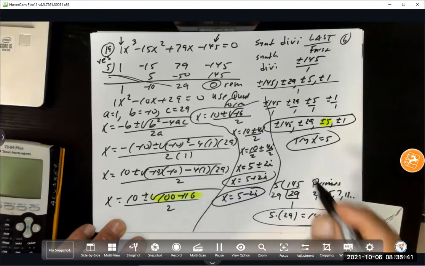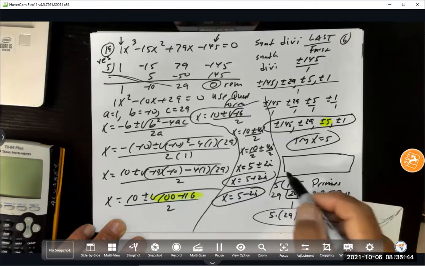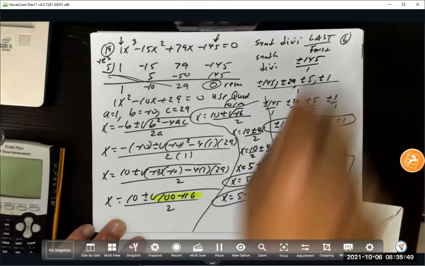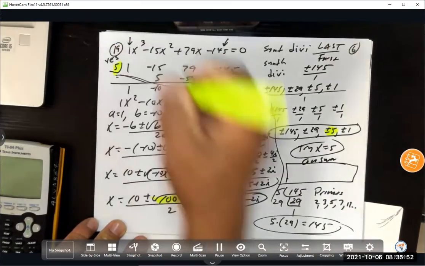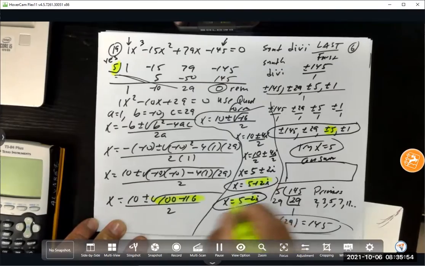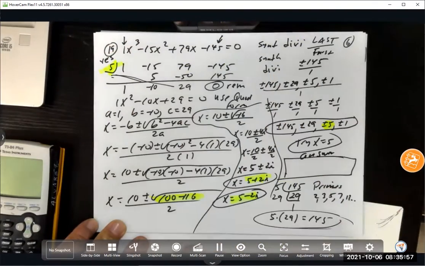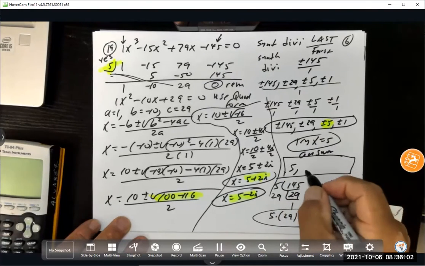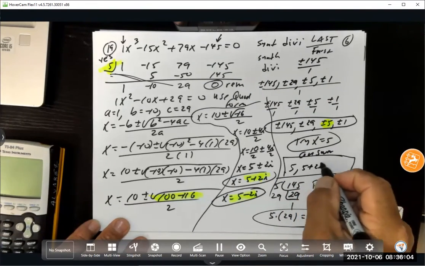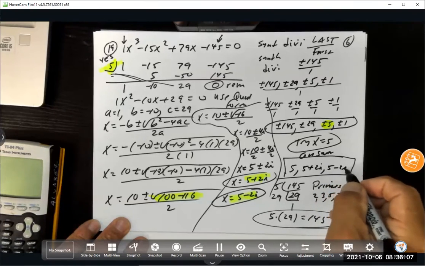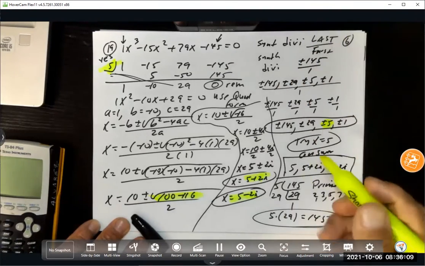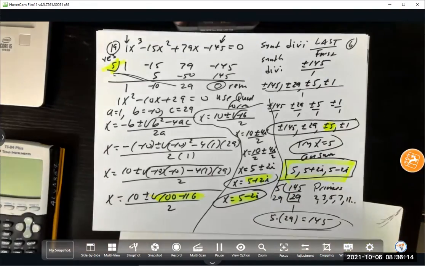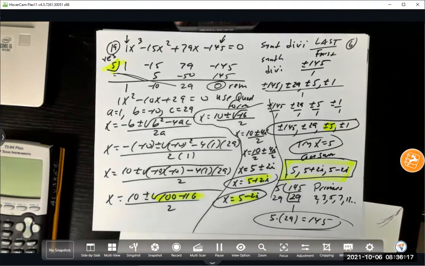A second. Now, in my answer box, ready? What goes in here? Tell me. I'm gonna help. What do you think goes in the box? 5 plus 2i. Yeah, 5 and 5 plus 2i. What else? 5 minus 2i. Yeah, that's it. Those are the three answers right there in the box. Okay. That's number 19. Let's go to number 20 then.